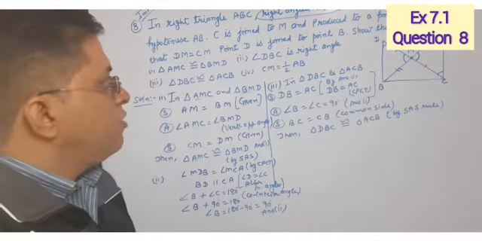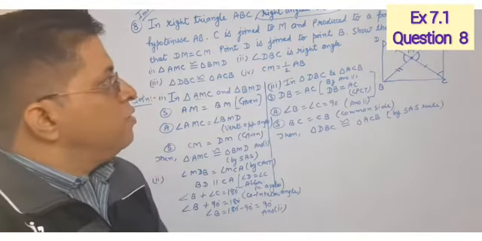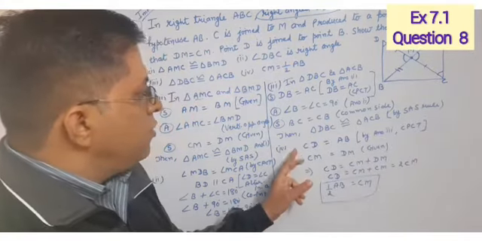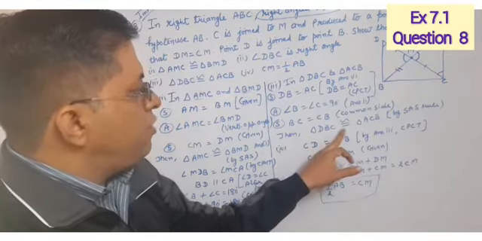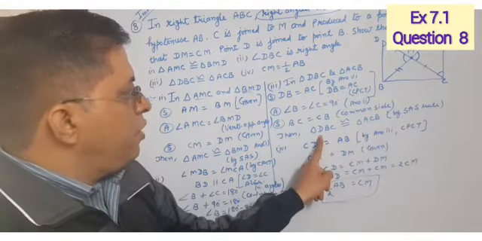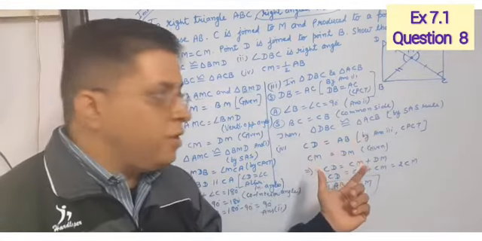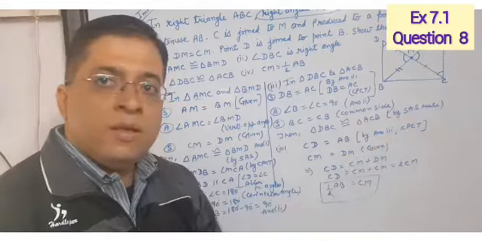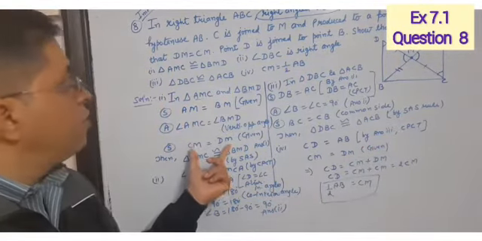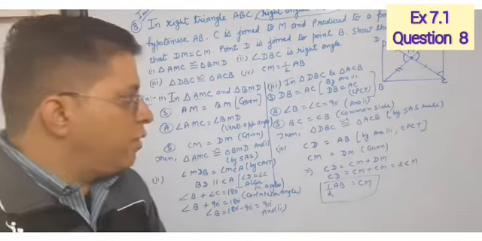Then the last part: CM equal to half of AB. Now see here. It is given that triangle DBC is congruent to triangle ACB. What is the meaning here? CD will be equal to AB, both by CPCT, by answer number 3. And it is also given that CM equal to DM.